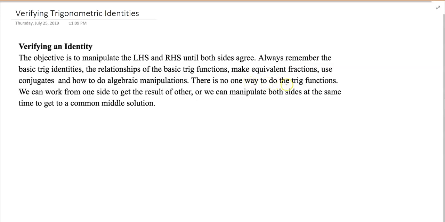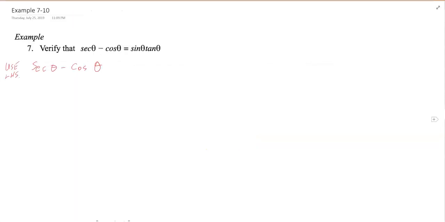There is no one way to do these kinds of trig identities questions. We can work from one side to get the result of the other. For example, we can work from the left-hand side to get to the right-hand side, or we can work from the right-hand side to get to the left-hand side. Or we can work with both sides at the same time until we get to some common solution in the middle. Let's look at some examples.